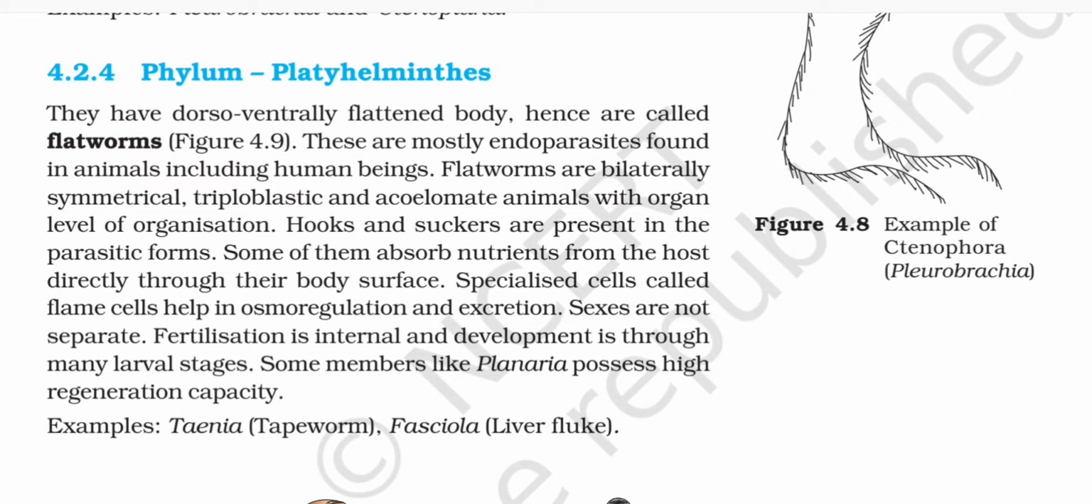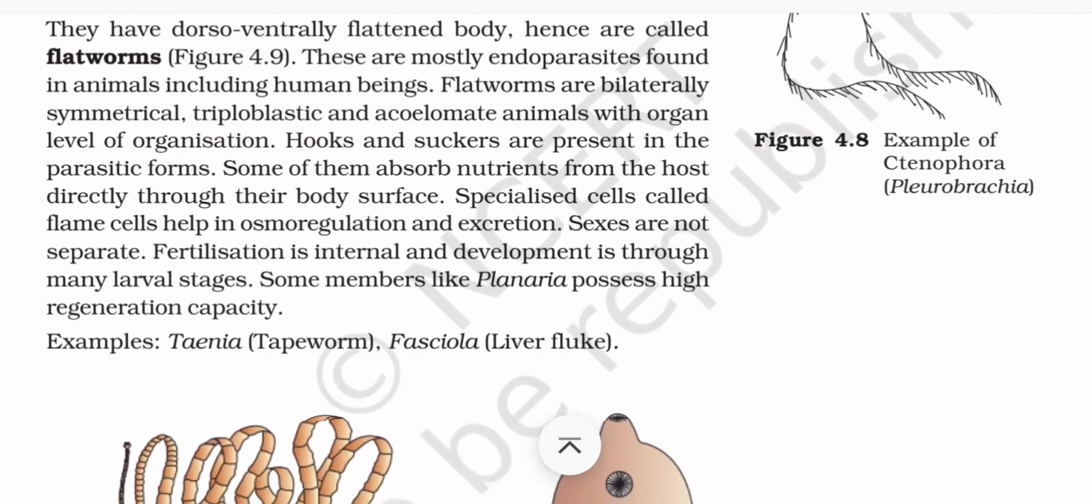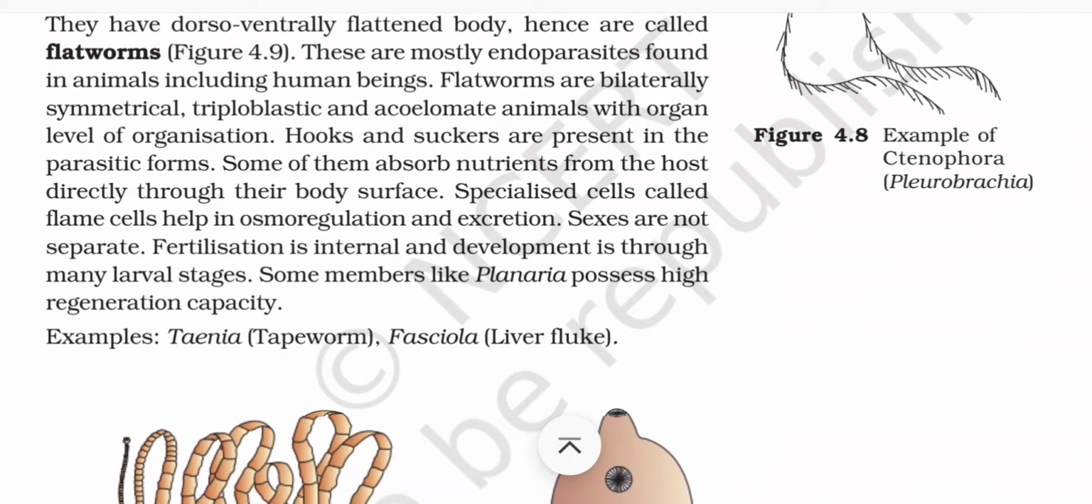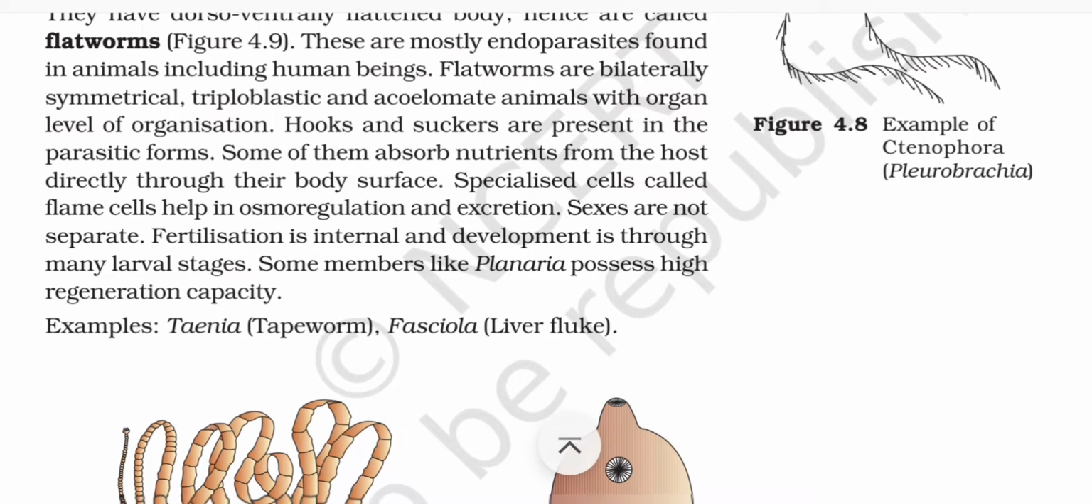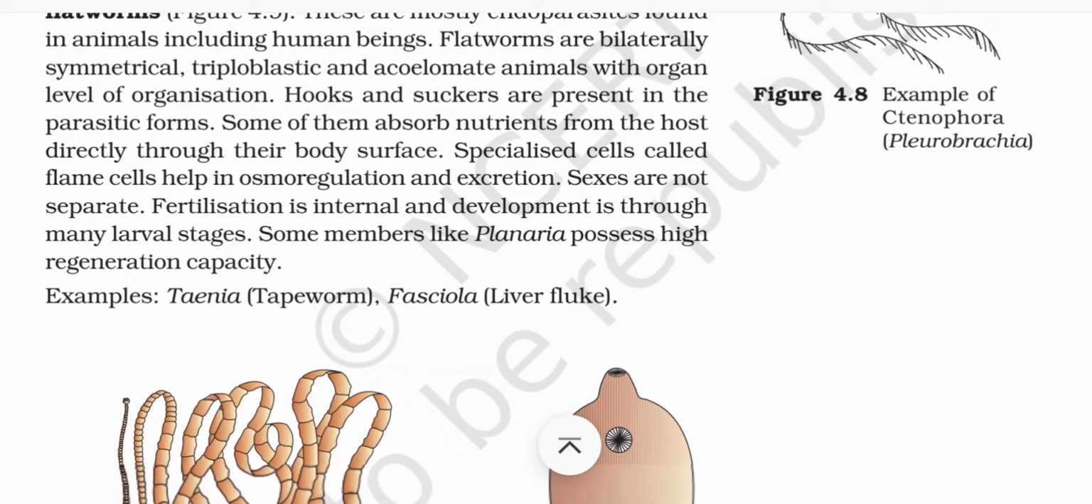4.2.4 Phylum Platyhelminthes. They have a dorsoventrally flattened body, hence are called flatworms. These are mostly endoparasites found in animals, including human beings. Flatworms are bilaterally symmetrical, triploblastic, and acoelomate animals with organ level of organization. Hooks and suckers are present in the parasitic forms. Some of them absorb nutrients from the host directly through their body surface.